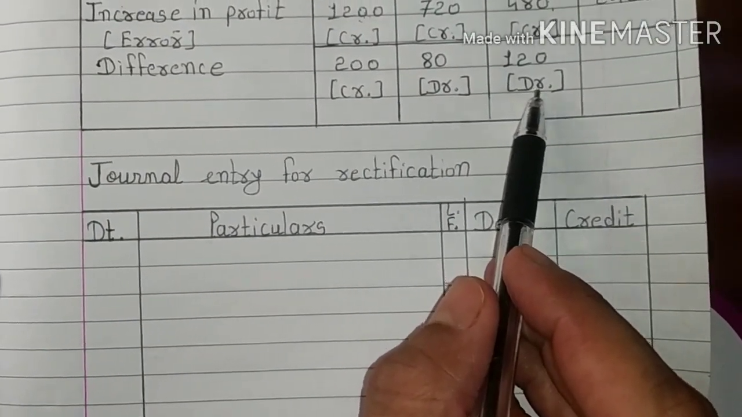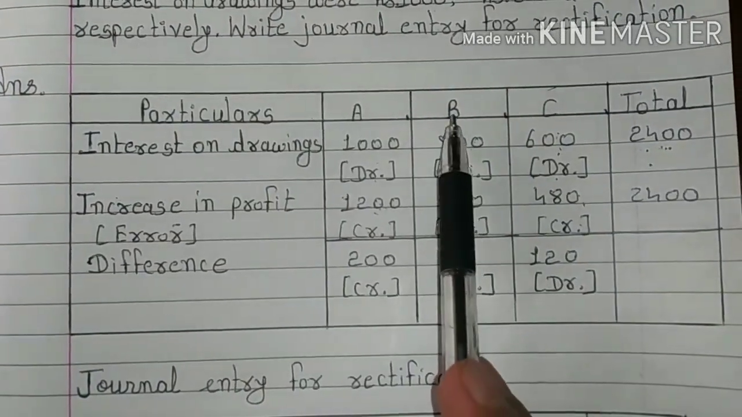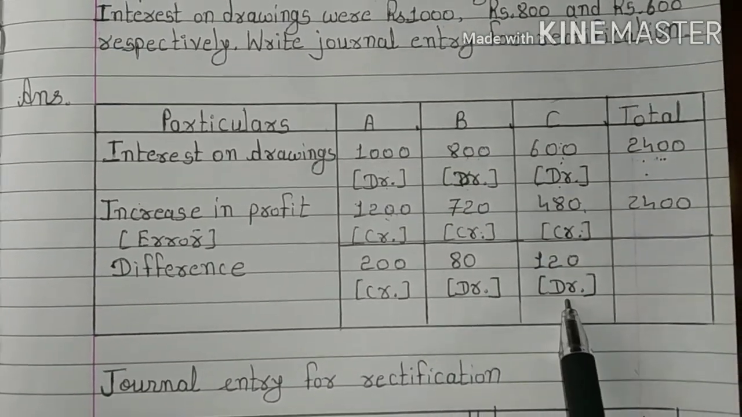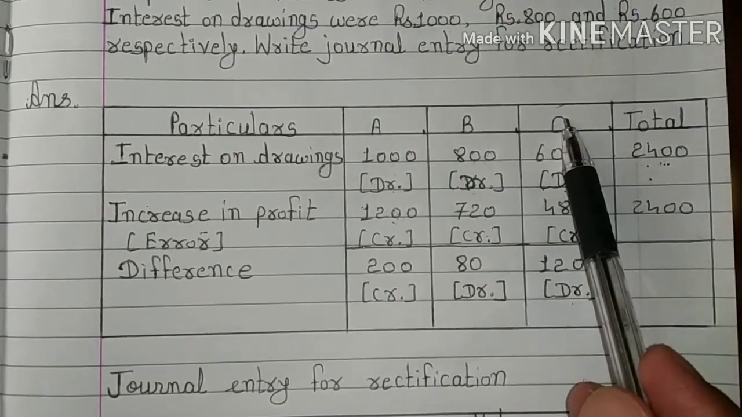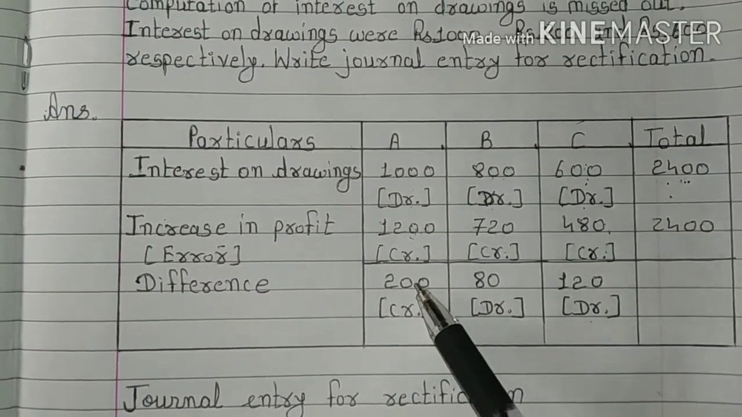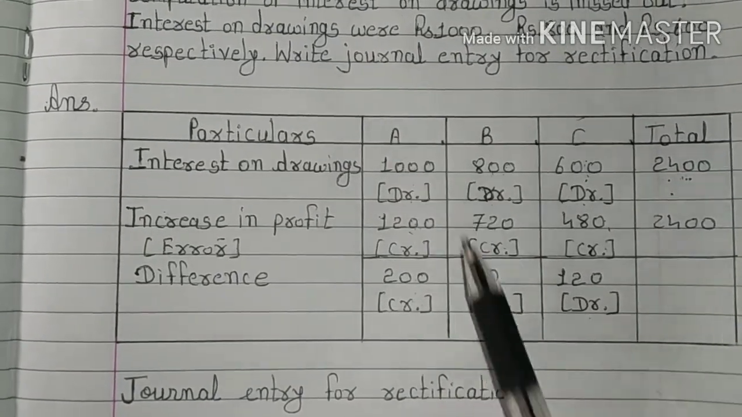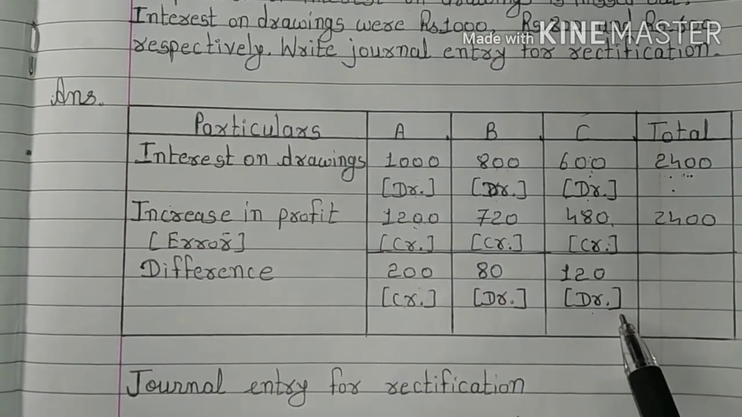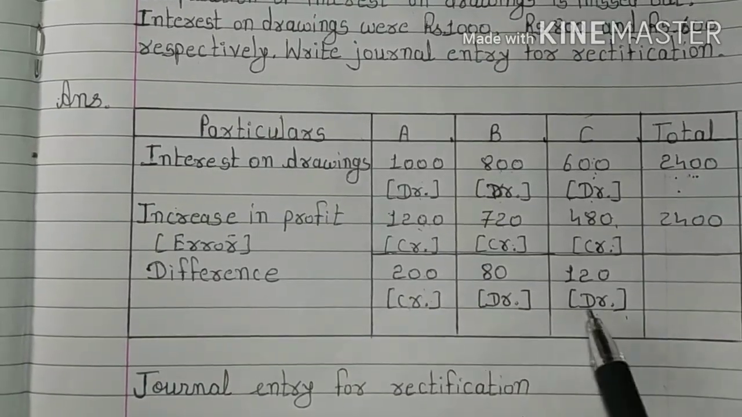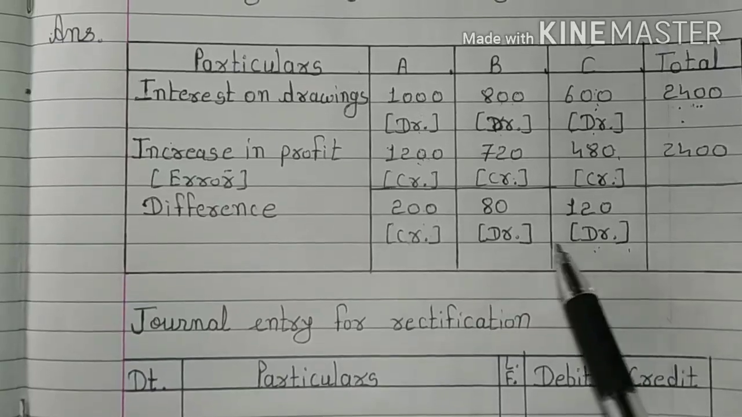It is very easy. See here, 80 debit. That means B's capital account will be debited. 120 is debit. That means partner C's capital account will be debited. And A 200 is credit, means A's capital account will be credited. So according to this we will pass journal entry. It is very easy for us to pass journal entry as we have already written here the words debit and credit. So now let us pass journal entry.